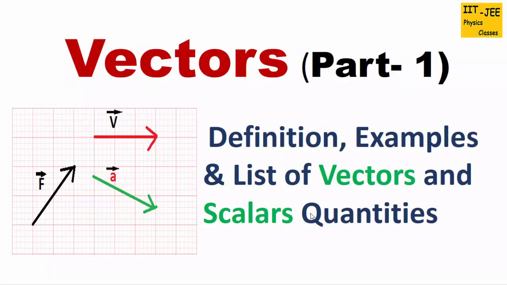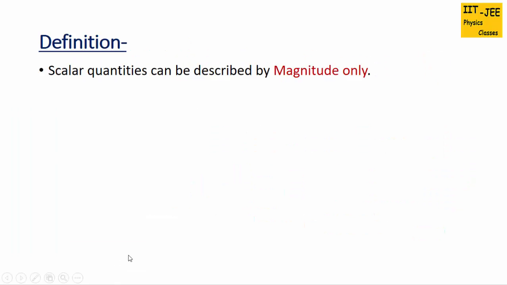Hello friends, in this video we will discuss vectors and scalar quantities, their definitions, examples and graphical representation. All physical quantities are categorized in two groups, scalar quantities and vector quantities. Any physical quantity can be either a scalar or a vector.